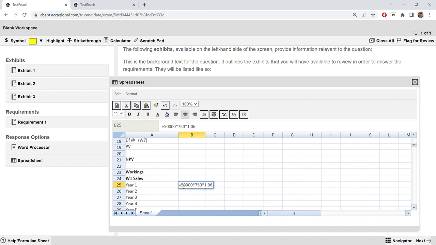Remember, just put a bracket. Divide the whole answer by 1 million, because you want to cut down the 6 zeros. 1, 2, 3, 4, 5, 6 zeros are there. Enter.